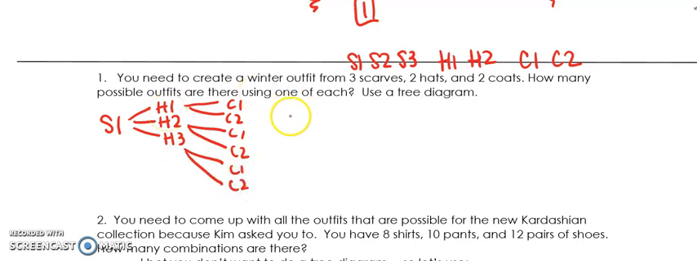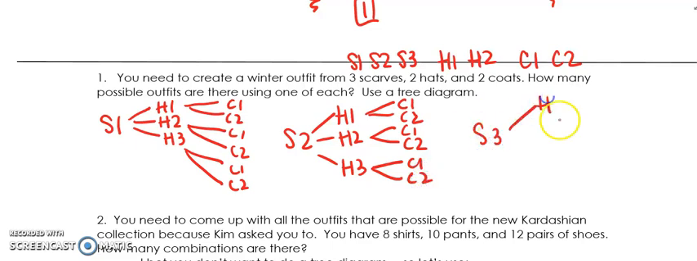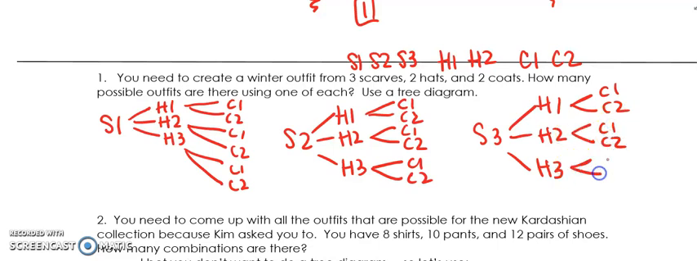Then you could start out with scarf number 2, with hat 1 and hat 2. And then, scarf 2 with hat 1, you might be using coat 1 or maybe coat 2. Or with scarf 2 and hat 2, coat 1 and coat 2 there. And then with scarf 3, hat 1, hat 2, coat 1, coat 2, coat 1, coat 2. I have a lot of students that won't understand this chart.